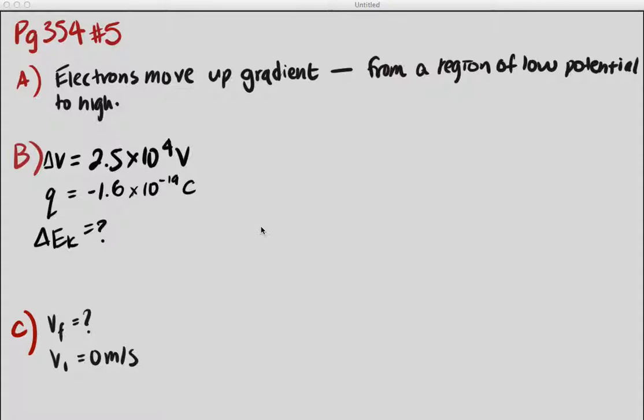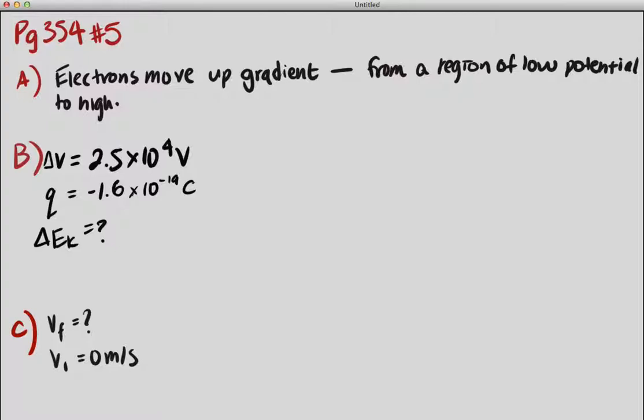or vice versa? So electrons move up gradient. So that's from a region of low potential to high potential, which should answer that question. The second part, B, is asking, calculate the change in kinetic energy of one of the electrons.